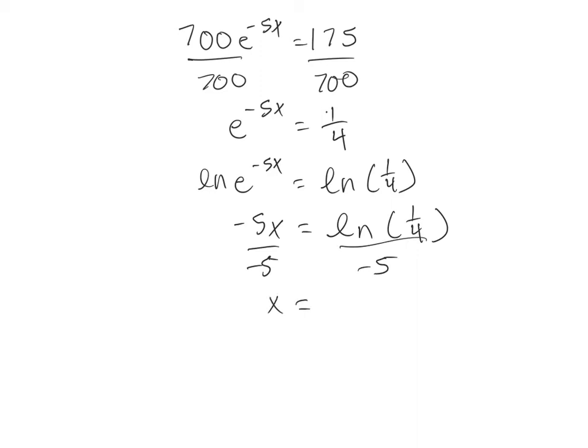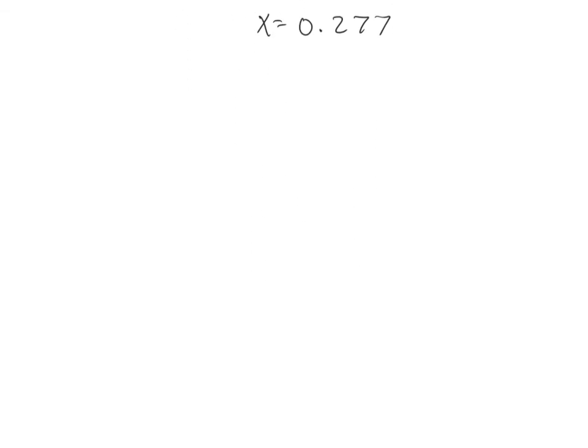So we just have to punch that into the calculator. Natural log of 1/4 divided by negative 5. And I get x equals 0.277 as an answer. Let's try a different type, continuing more on our examples.